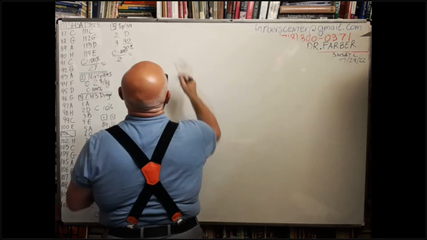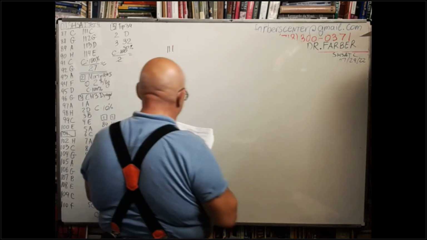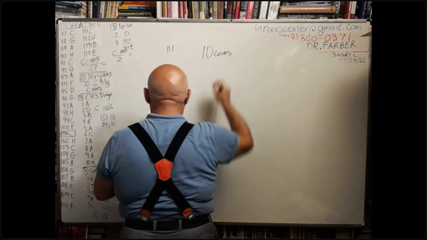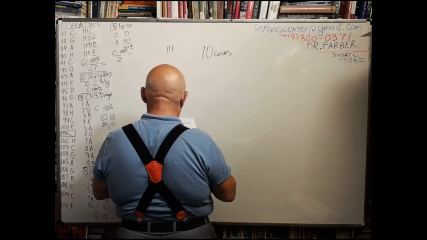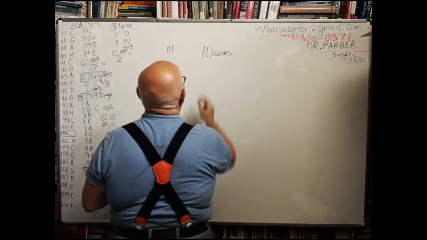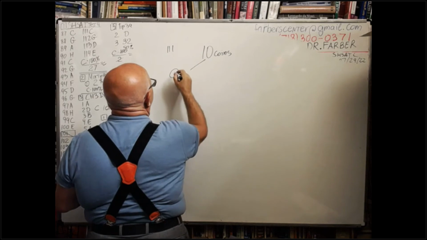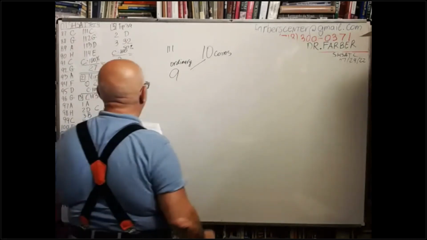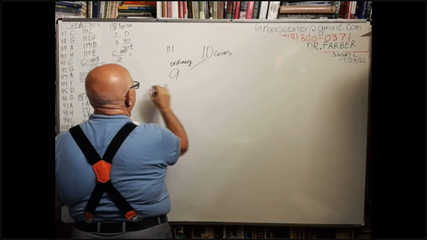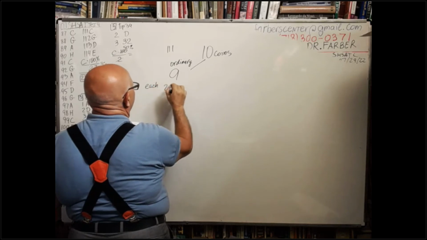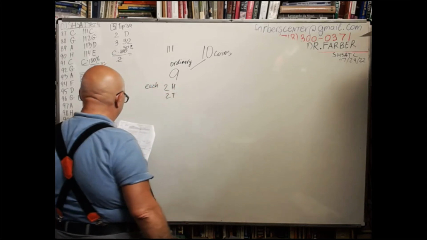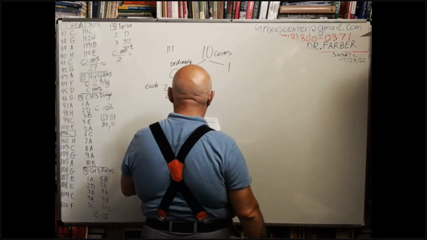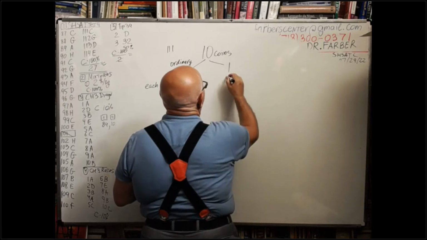In 111, here's what they give you. Let me illustrate. They said 10 coins. 9 are ordinary or normal. So 9 coins are ordinary. What is ordinary? They explain: each of these has 1 head and 1 tail. And 1 is very special. It has 2 heads.